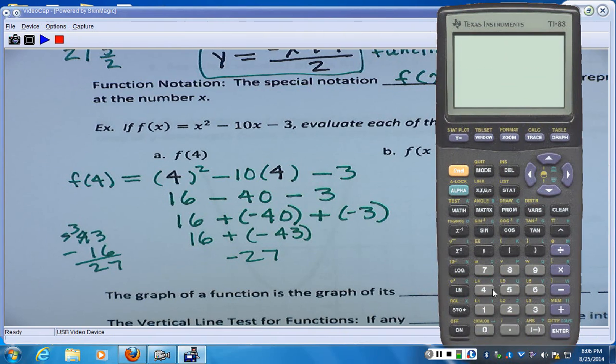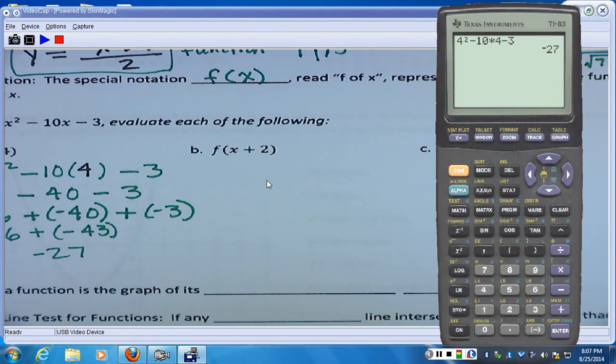So you could even do 4 squared minus 10 times 4 minus 3. And it's negative 27. We didn't make any mistakes. But you don't have to show all those steps. You could show this. I want to see this, and then you could show the answer. You could just show 1, 2, 3 steps instead of 5. But if you want, you can show more.